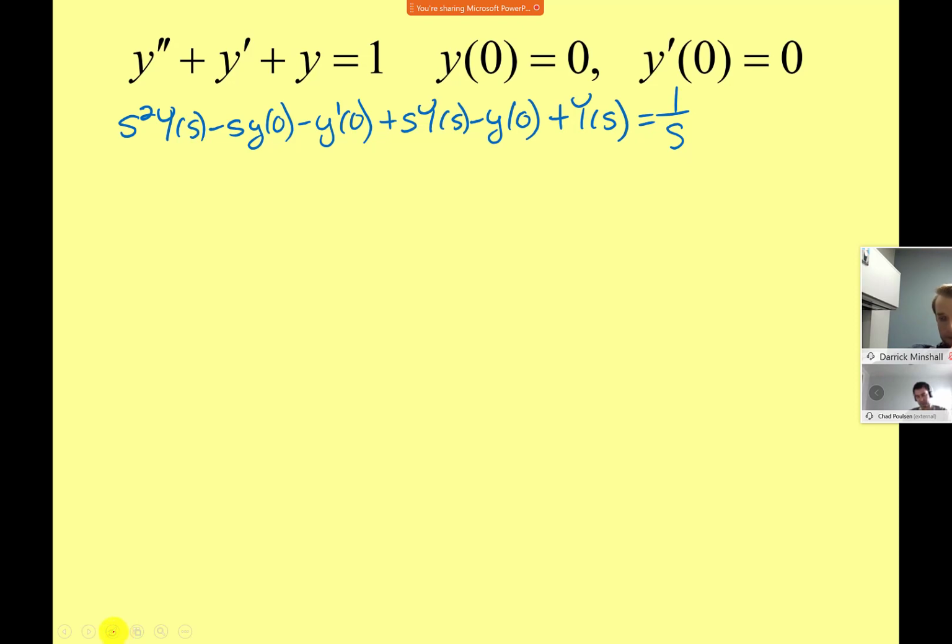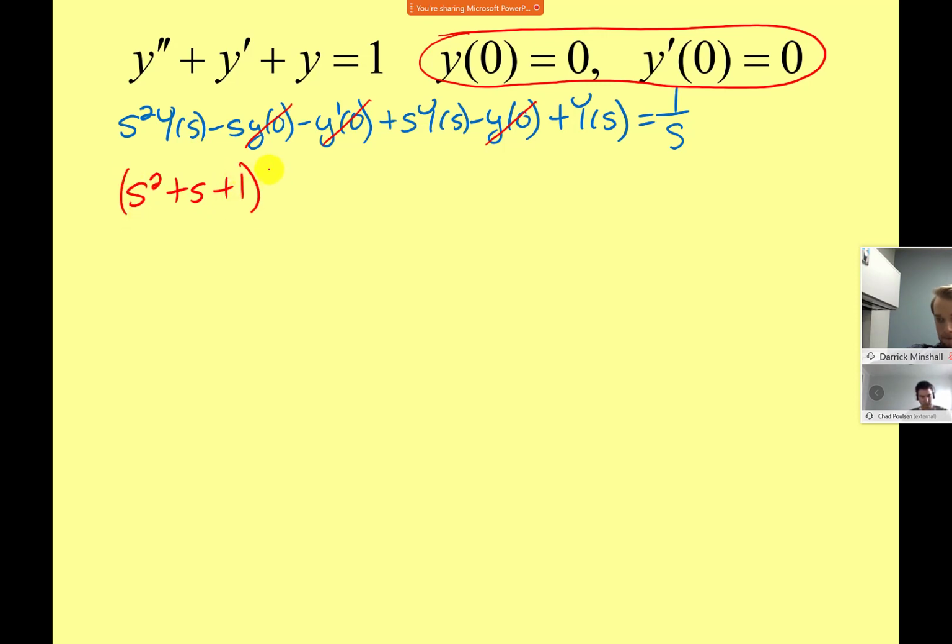Okay, so we've got it transformed. We're going to put in the initial values. Oh, nice. Okay, that's 0, that's 0, that's 0. So that makes it a little better. So I have s squared plus s plus 1 on the Y of s equals 1 over s. So we can get Y alone now by dividing by that stuff. So the Y of s alone is going to be 1 over s times s squared plus s plus 1.